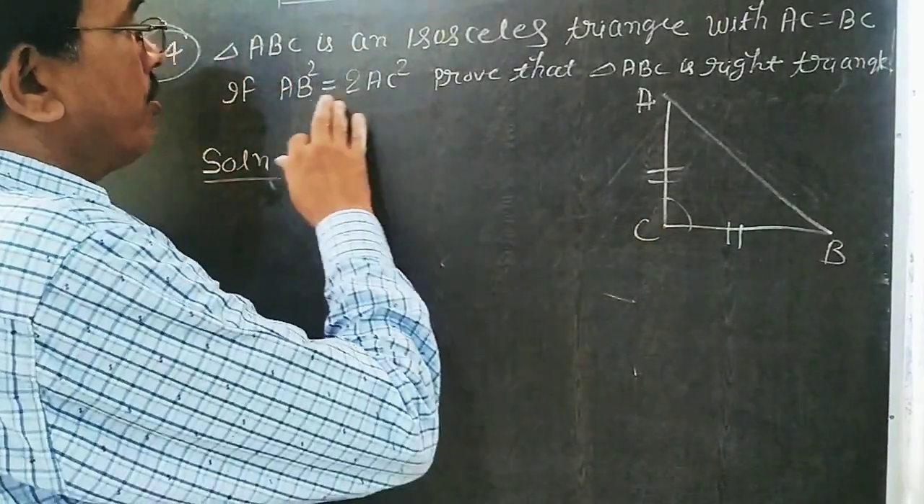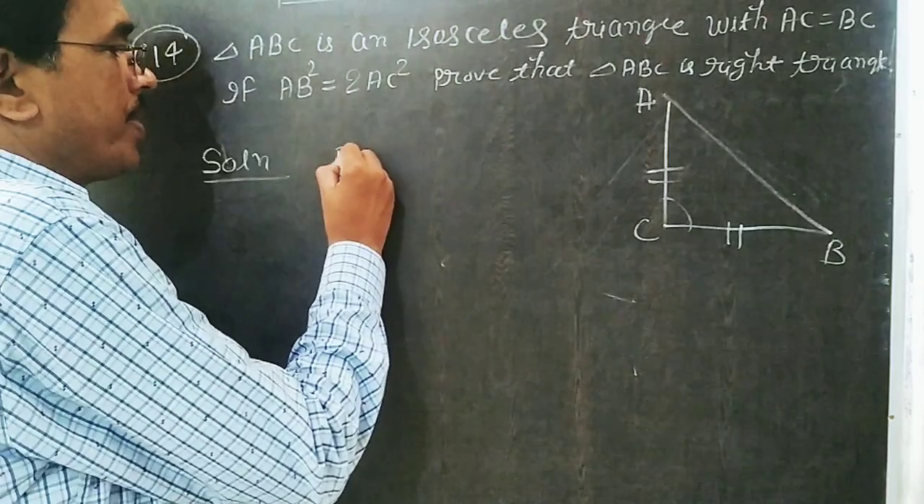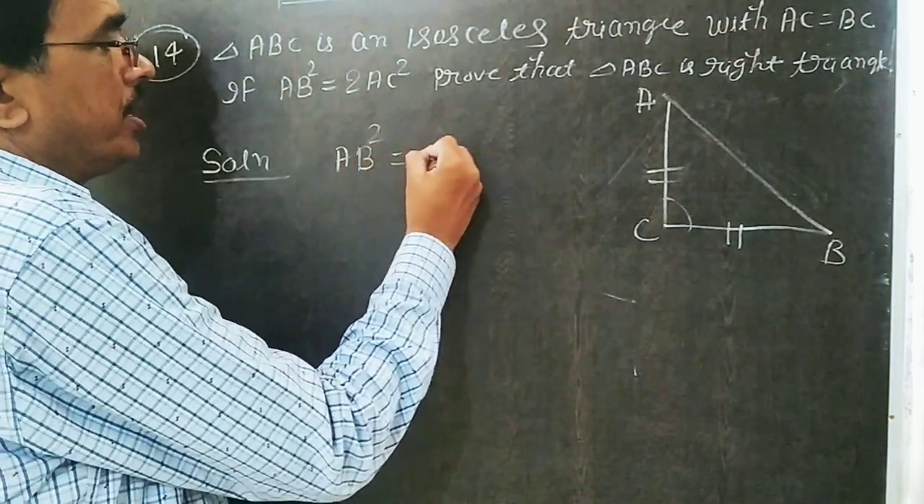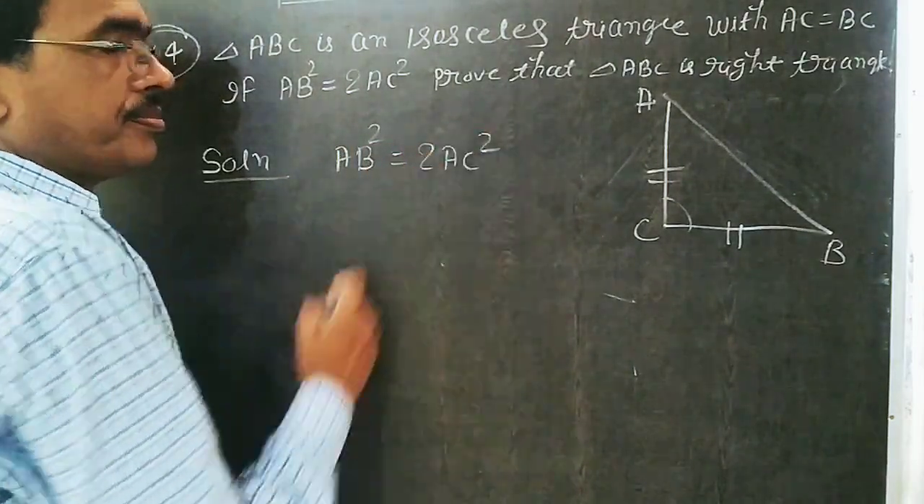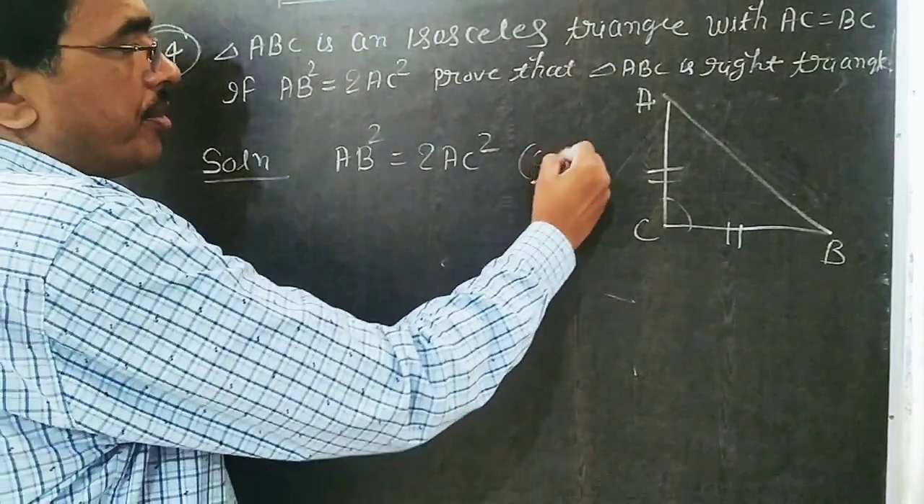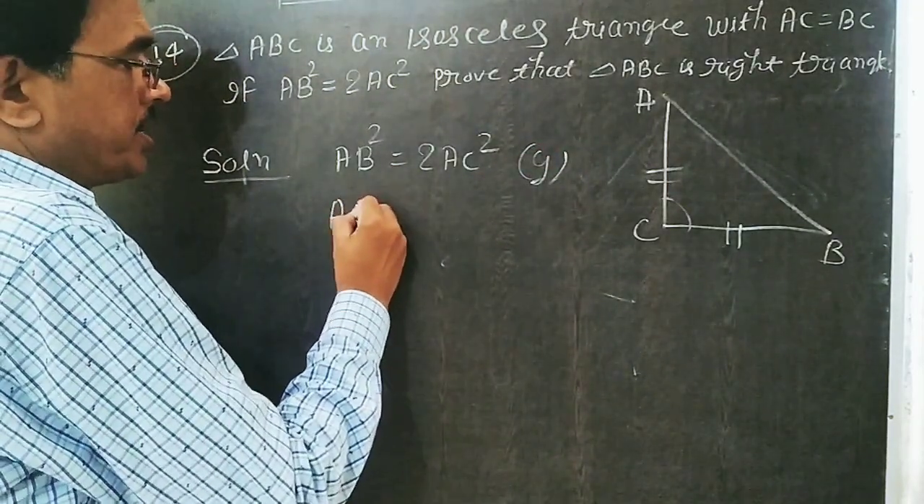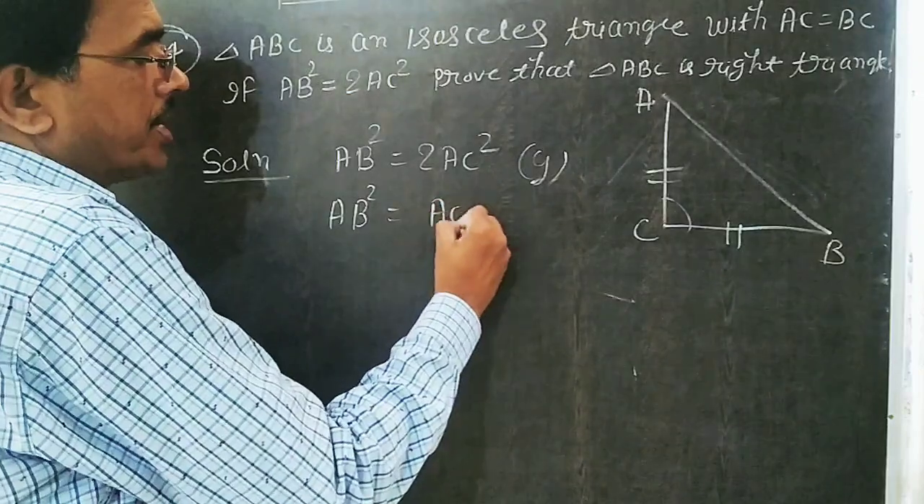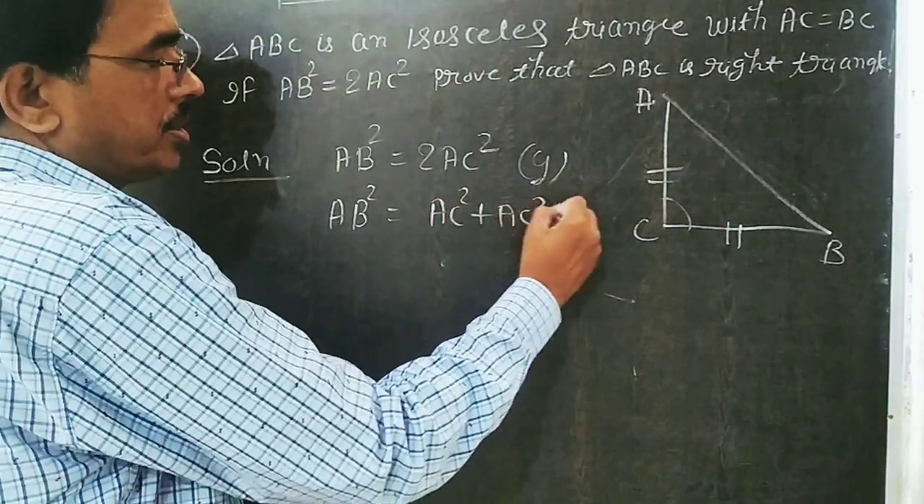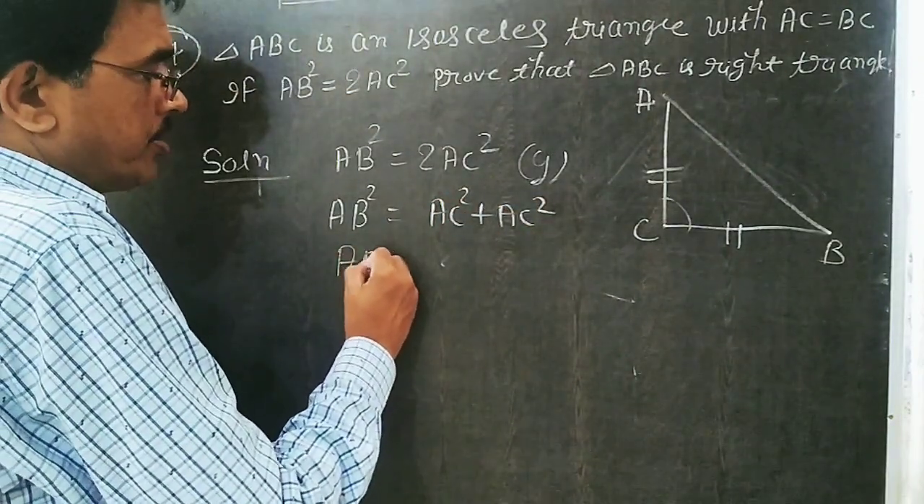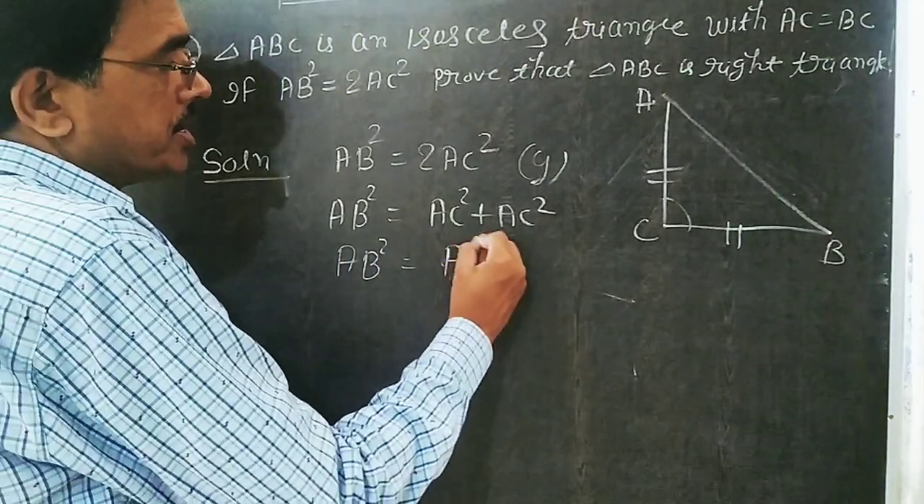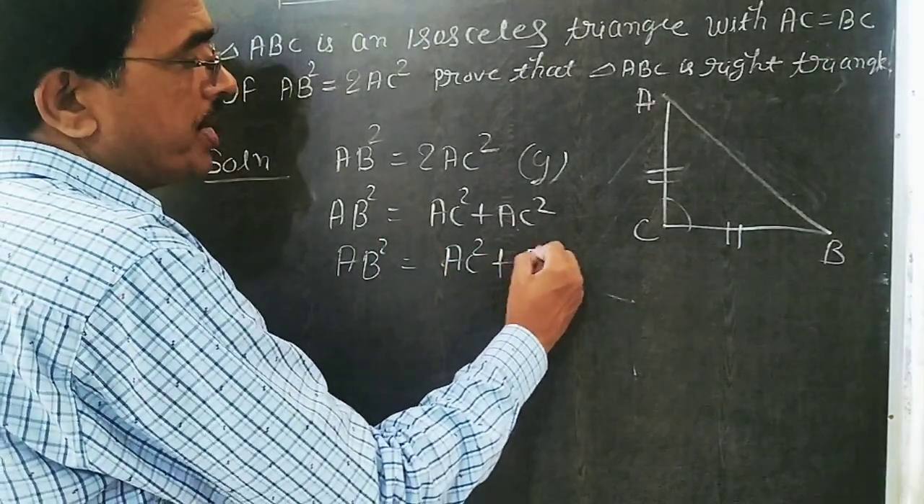So dear student, what have you been given here? You have been given that AB square is equal to 2AC square. It is given in your question. So you write this AB square is equal to AC square plus AC square. Next, AB square is equal to AC square plus BC square, because this AC is equal to BC.